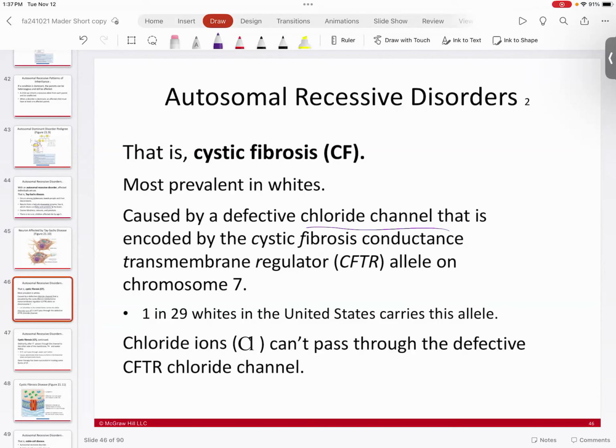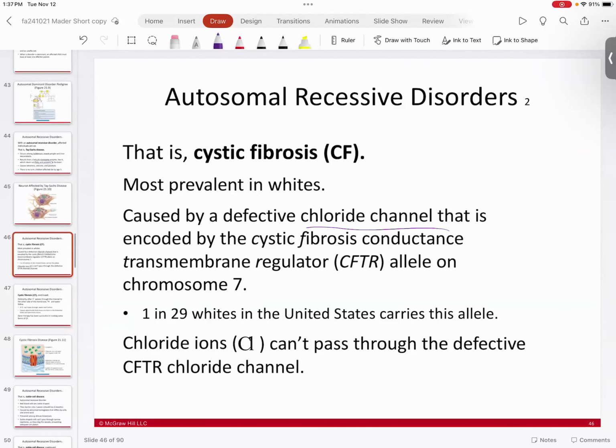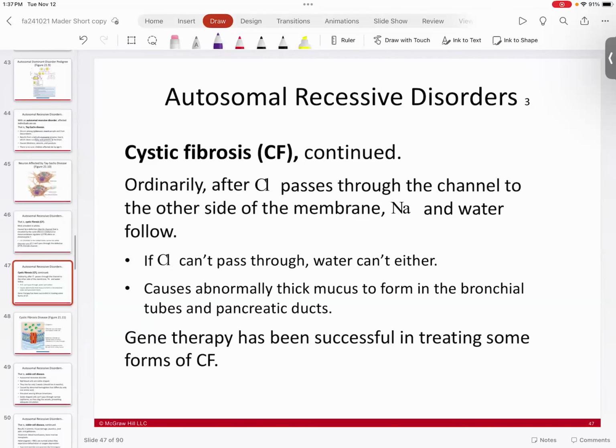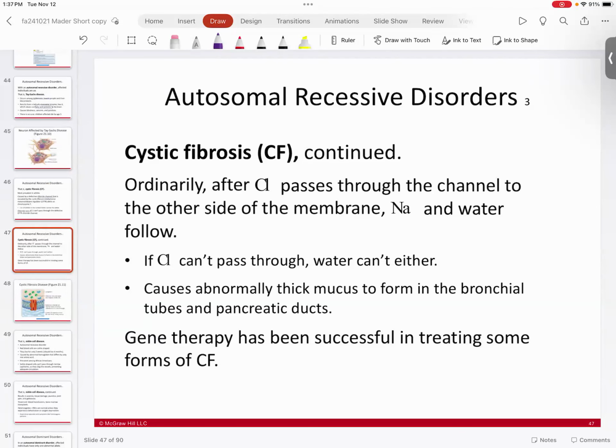And so the chloride ion can't pass through this chloride channel, and it starts to accumulate and cause lots of problems. This will mess up your water balance. This will mess up your sodium balance. So there are a lot of problems that come from this. A couple of things that will happen is it'll start to create abnormally thick mucus in your bronchial tubes and your pancreatic duct, because it has liver presentations as well, and skin presentations.